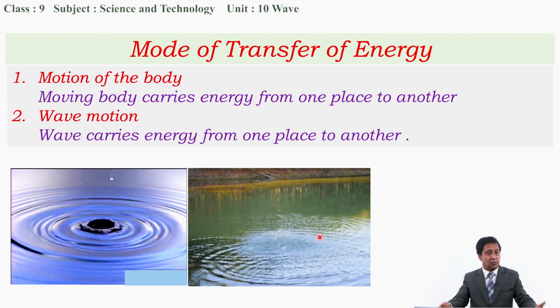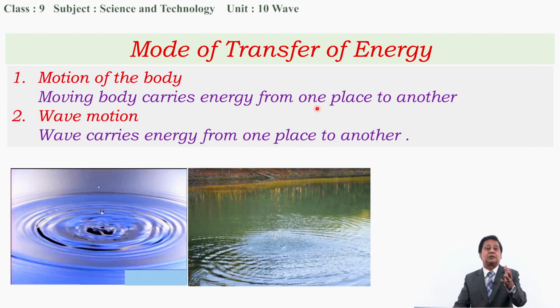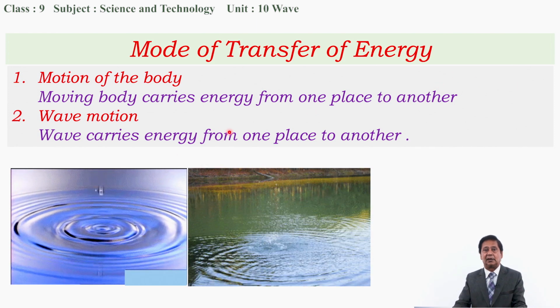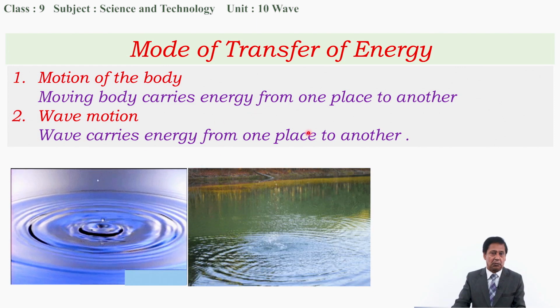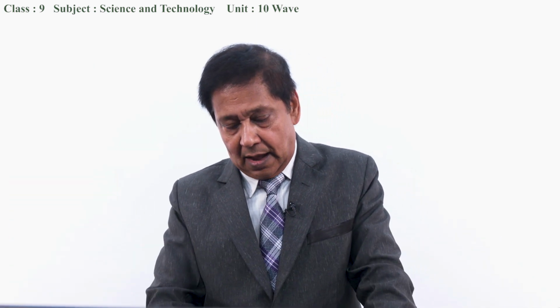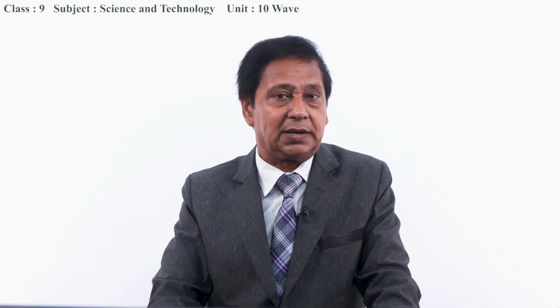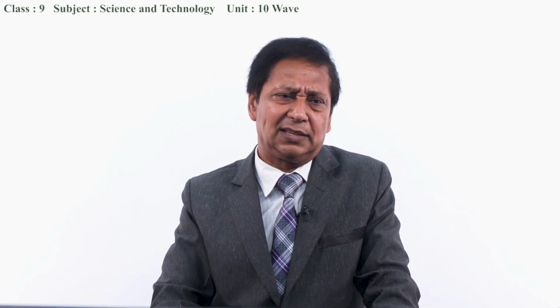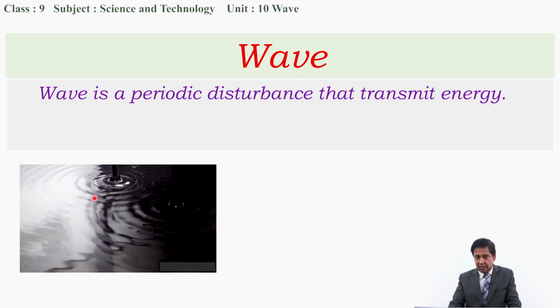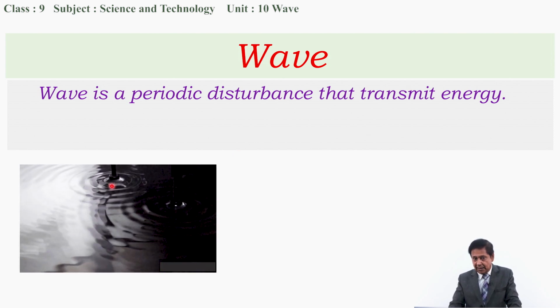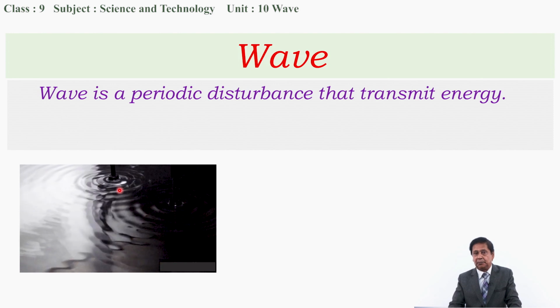That's why we can conclude that there are two modes of transfer of energy. One is by the motion of the body and the second is by wave motion. Now, I want to define this wave. What is a wave exactly? We can say this way. Wave is a periodic disturbance that transmits energy. Periodic disturbance which transmits the energy. Just before this, a diagram was shown, when water is periodically disturbed.